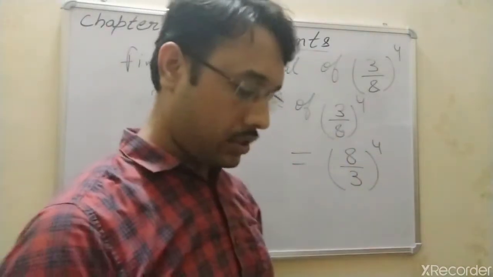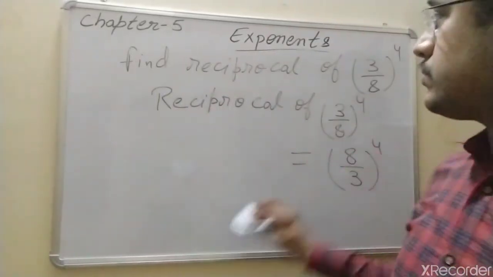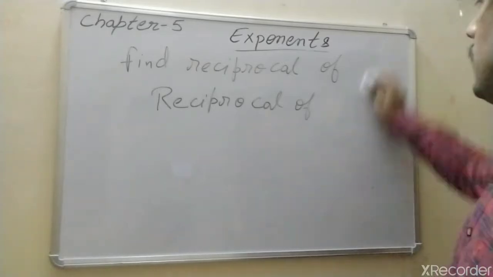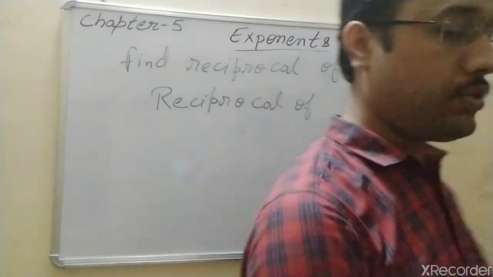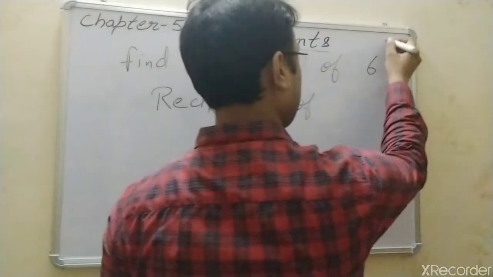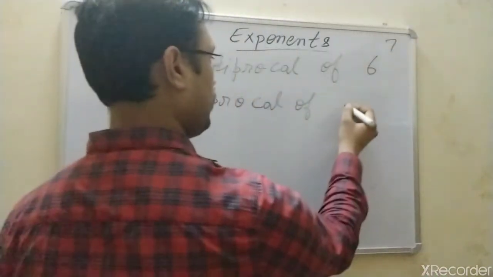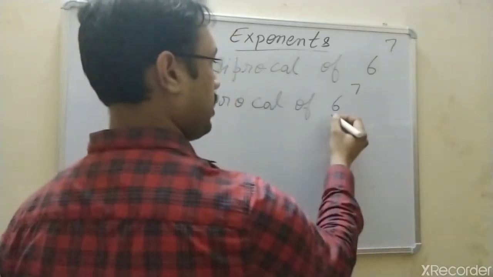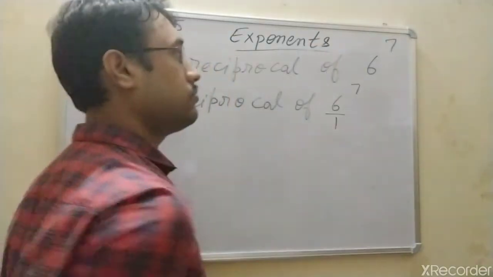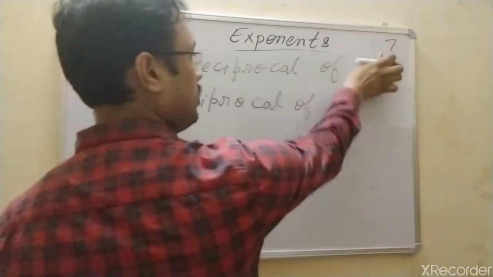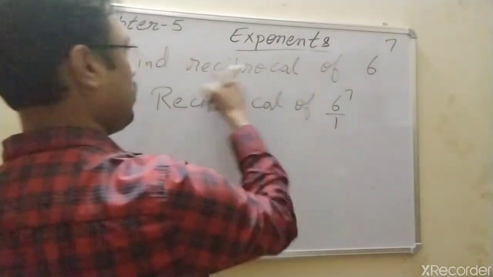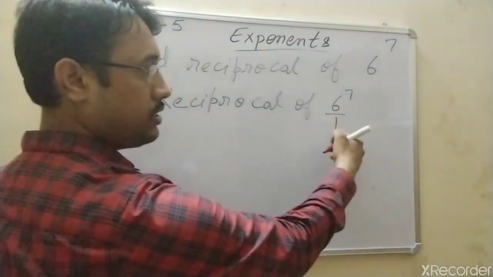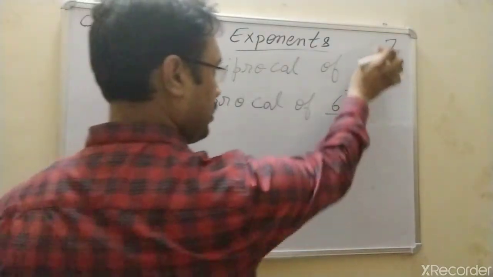So this is the reciprocal. Now if the question given is 6 to the power 7, its reciprocal you have to find. Then you will say 6 to the power 7, you can write it as 6 by 1. Okay, this is the question: find the reciprocal of 6 to the power 7. Then 6 to the power 7, 6 by 1 you can say. So ultimately the number is what?